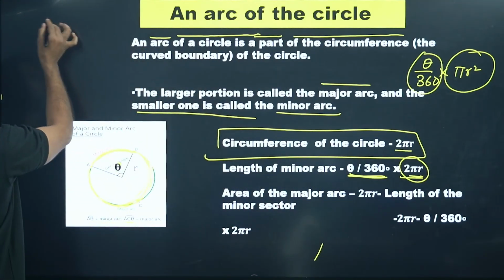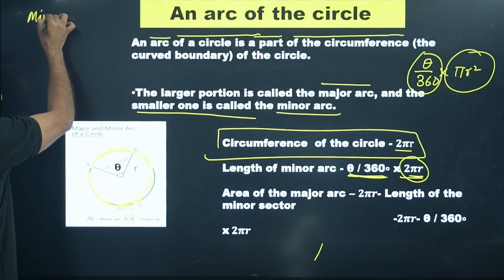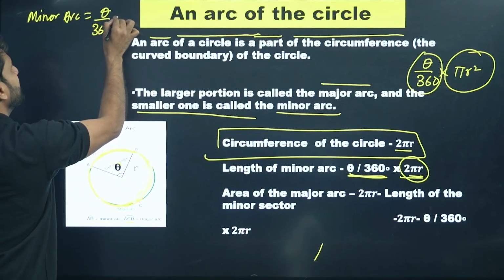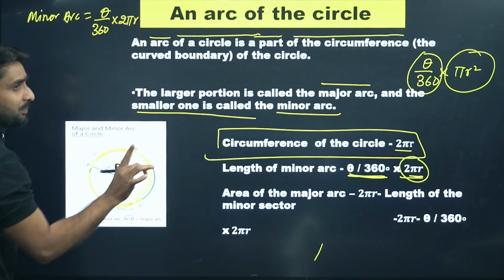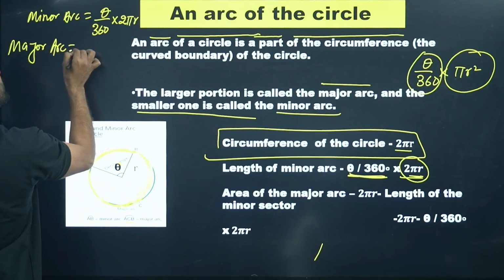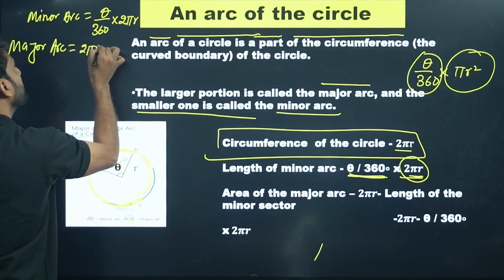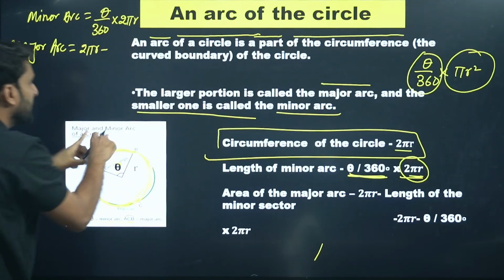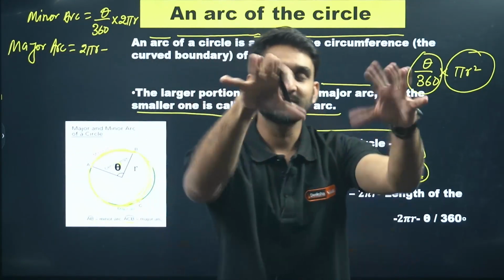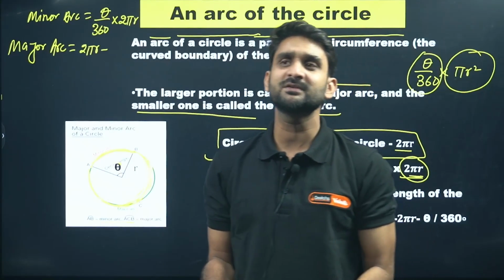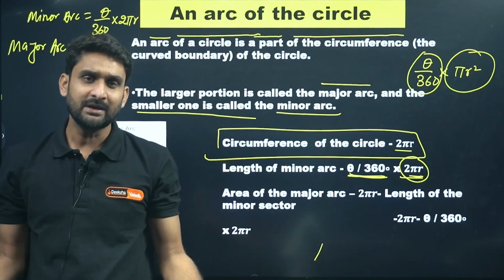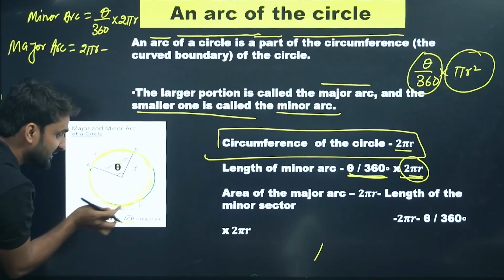You have the minor arc. To calculate the minor arc, you have the formula theta by 360 into 2 pi r, right? So for the major arc, what can we do? We can subtract the length of the minor arc from the complete circumference of the circle. By doing this, we can find out the length of the major arc, right? Because 2 pi r is the complete length of the circumference.